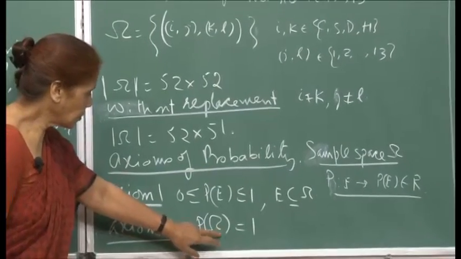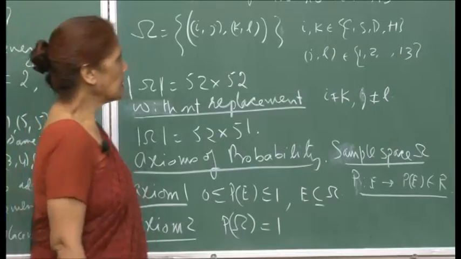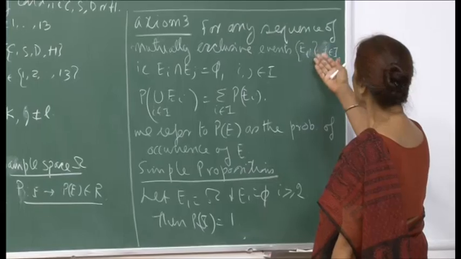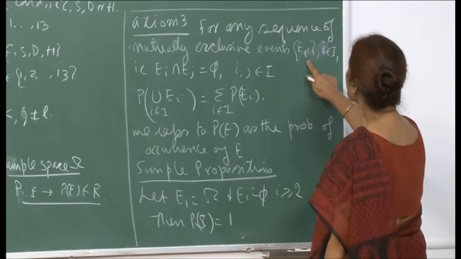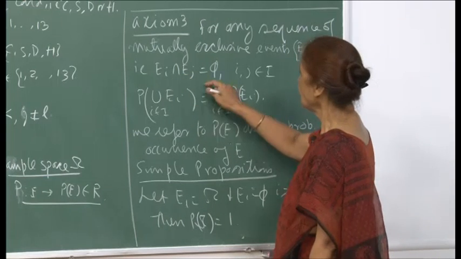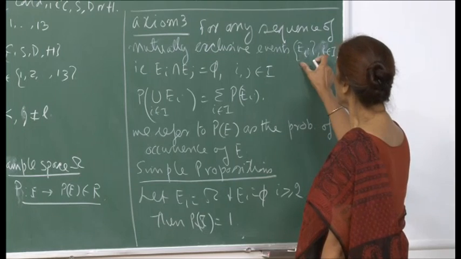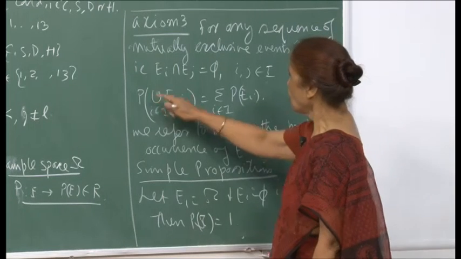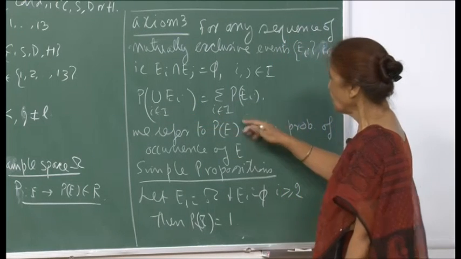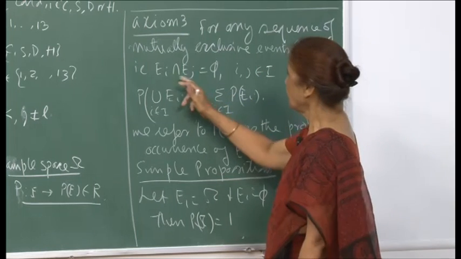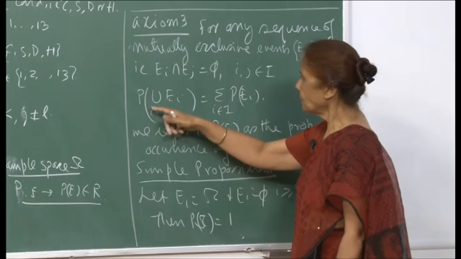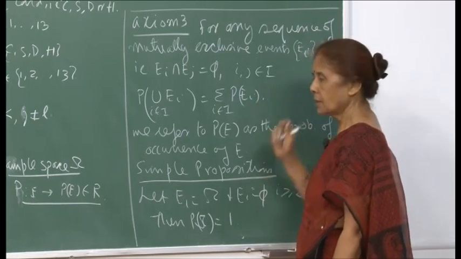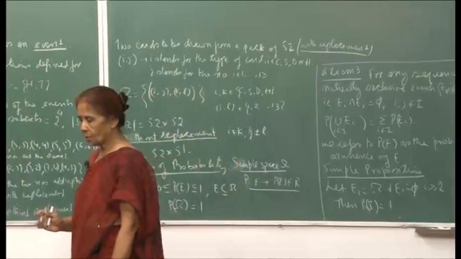Then for the whole sample space, P(omega) should be 1. And axiom 3 says that for any sequence of mutually exclusive events, that means any collection of events E_i, subsets of omega, such that E_i intersection E_j is empty for all i not equal to j in I, where the collection can be finite or infinite, and we refer to it as the index set I, the probability of the union of E_i, i belonging to I, should be equal to the sum of the probabilities. Because the events are mutually exclusive, they are disjoint, so the probability of their union should equal the sum of the probabilities. These are the three characteristics that we associate with the probability function.